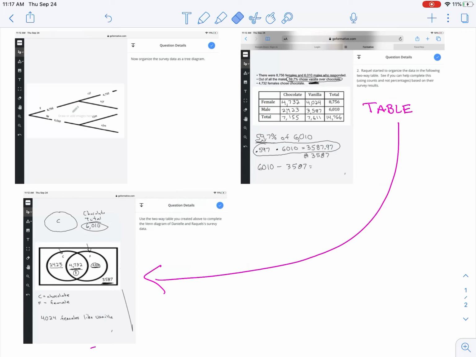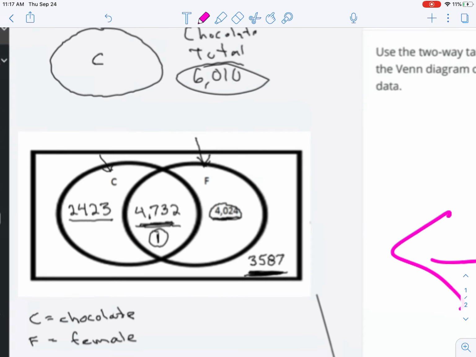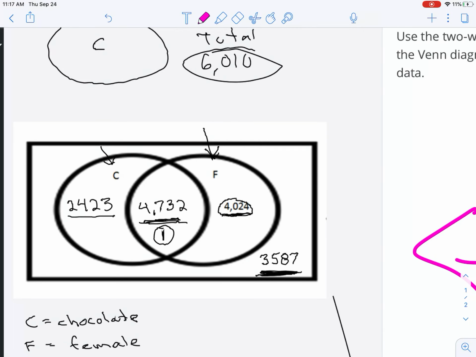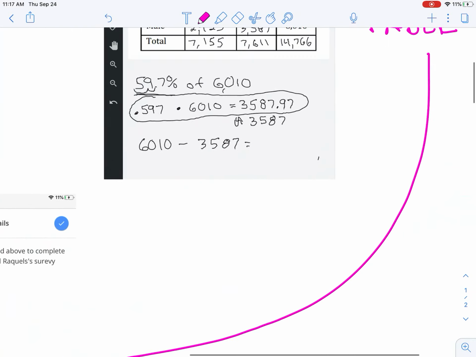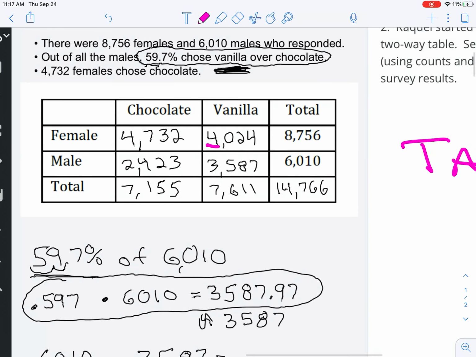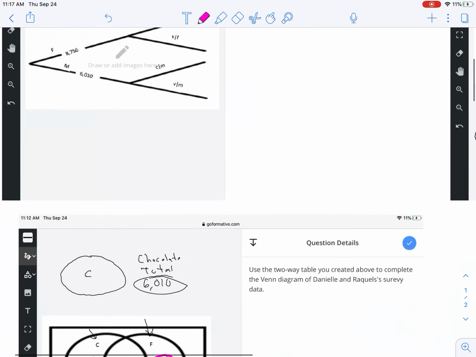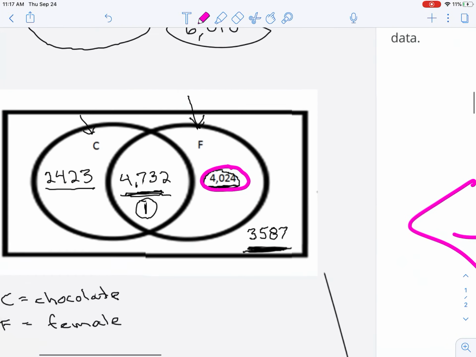But I want to talk a little bit about the Venn diagram. So if you just want to see the tree, you could fast forward to the tree if you totally understand the Venn diagram. But when I'm doing the Venn diagram, which I have the answer here written down for, the first thing that I do is I think about what number they gave me, okay? I was given 4,024, and I'm like, what is that? Well, I go back to my table, and I see 4,024 was females that liked vanilla ice cream. So I know that is what this must be, females that liked vanilla ice cream.